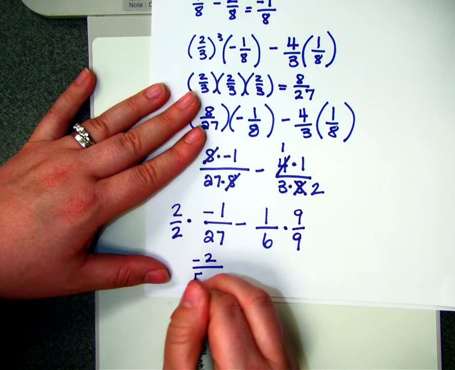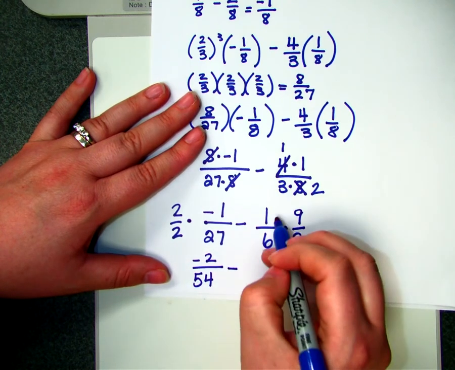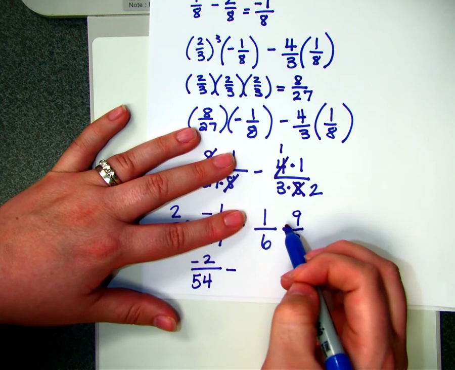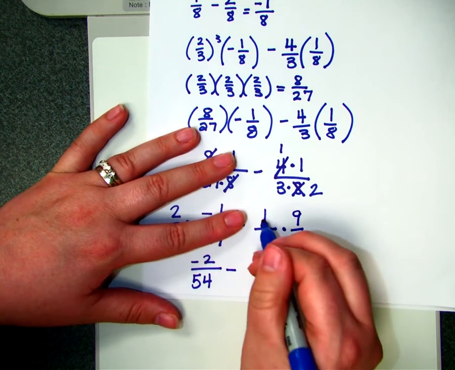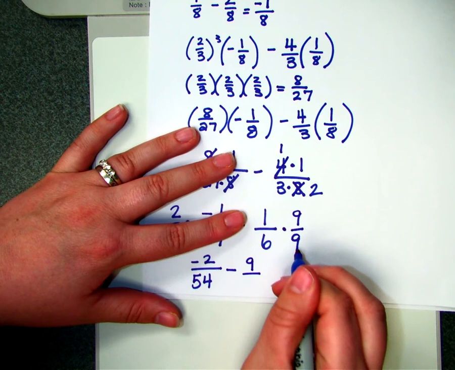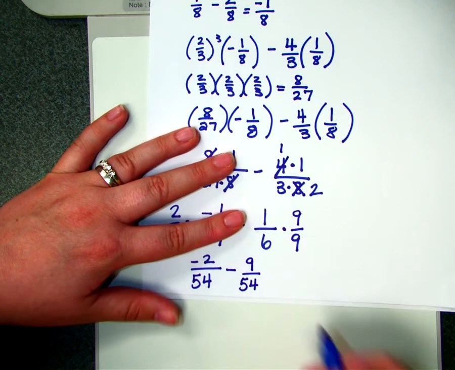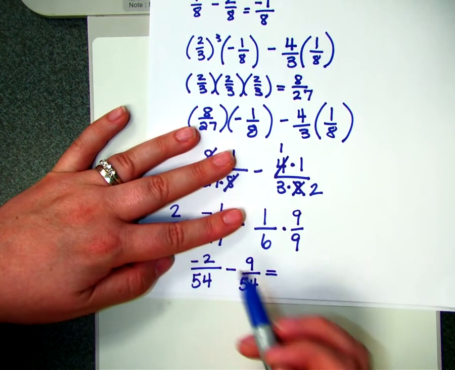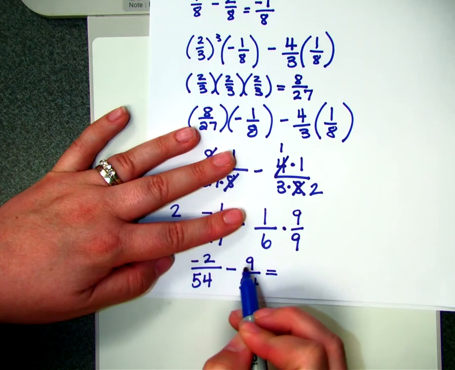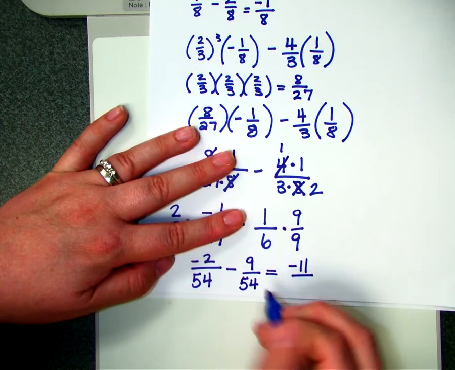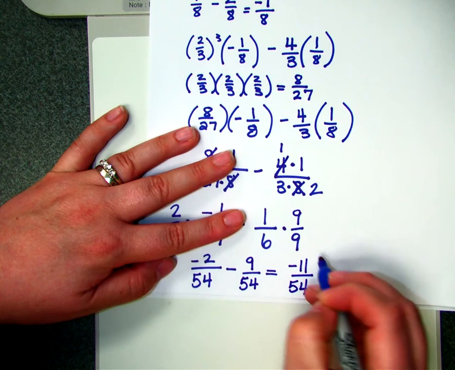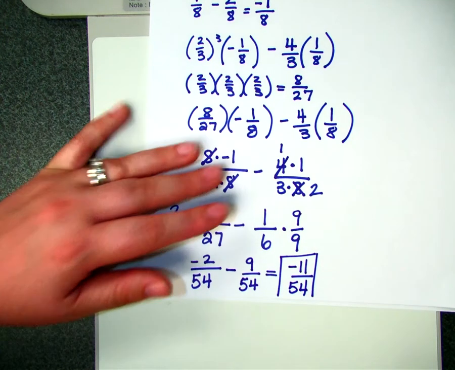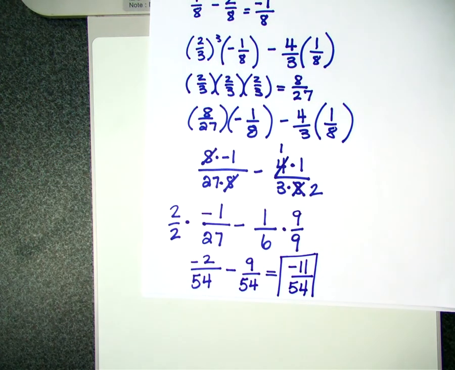So go ahead and multiply 2 times negative 1, which is negative 2. 2 times 27, that's 54. Minus, do your multiplication over here. That operation comes before the addition or subtraction. 1 times 9, which is 9, and 6 times 9, which is 54. Now to subtract two fractions, across the top, negative 2 minus 9 is a negative 11, and the denominators stay the same. So your denominator is 54. Take a second look at it. Make sure that negative 11 and 54 don't have any factors in common. That is, that your fraction can't be simplified. And if your fraction can't be simplified, then you are done.